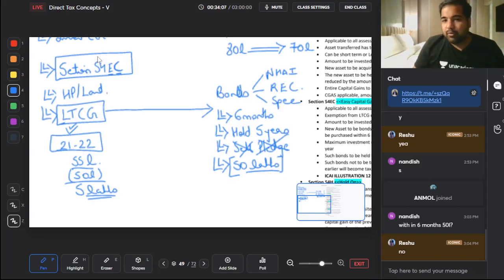Guys, here it's different. You have to invest within 6 months, hold for 5 years, longer period. This is shorter period. And because guys, you need to invest so quickly, there is no capital gain account scheme here. There is no time for capital gain account scheme. So hence here, there is nothing like capital gain account scheme.